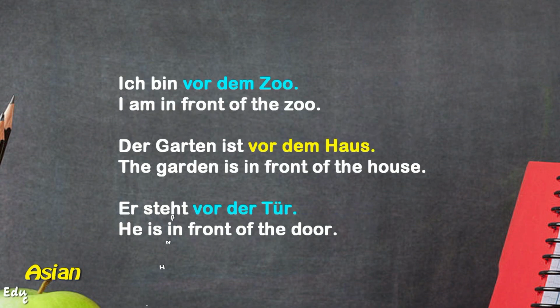Ich bin vor dem Zoo. I am in front of the zoo. Der Garten ist vor dem Haus. The garden is in front of the house. And er steht vor der Tür. He is in front of the door.